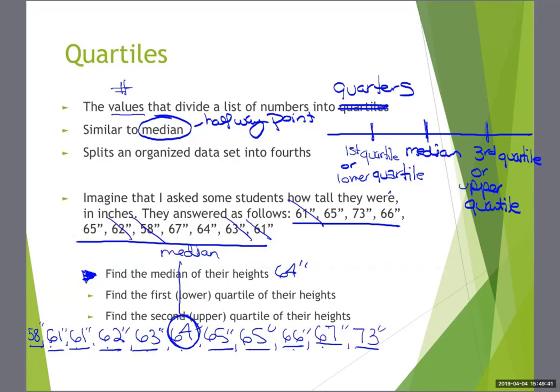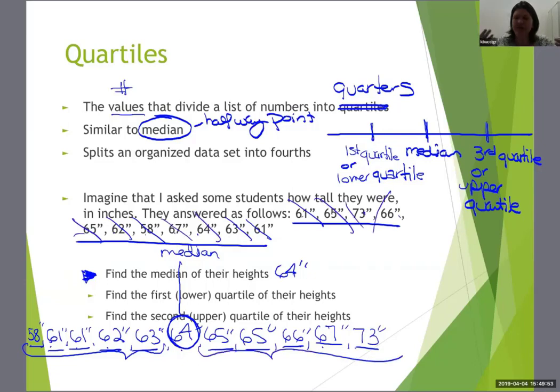So what I want to tell you is finding the quartiles is the exact same skill. But what you're going to do is look at the left half of the list and the right half of the list, and do that process over again. So let's find the lower quartile, also known as the first quartile. Look at this left half of my list on the left of the median. Which number is in the middle of this list? 61. Exactly. One off the front, one off the back, and the first quartile then would be 61 inches.